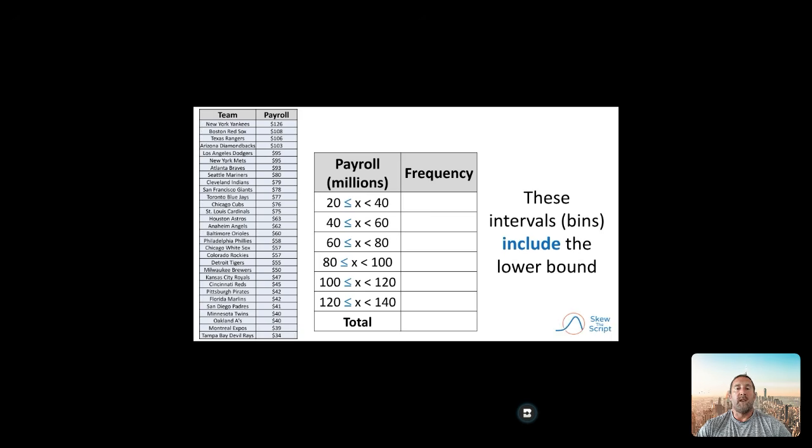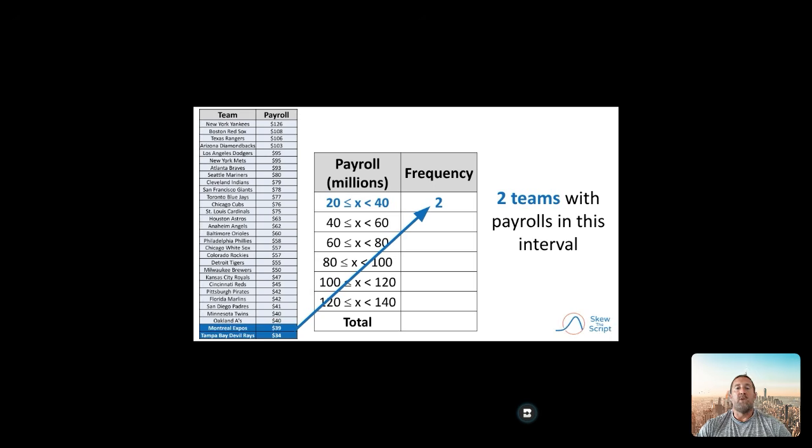Note that it's fairly standard for these intervals to include the lower bound, hence the less than or equal to signs. And it's fairly standard for these intervals to exclude the upper bounds, hence the less than signs without the equal to notation. We see that there are 2 teams in our data set that fit into the first bin. Note that the A's with the $40 million payroll don't go into this bin since that upper bound is excluded.